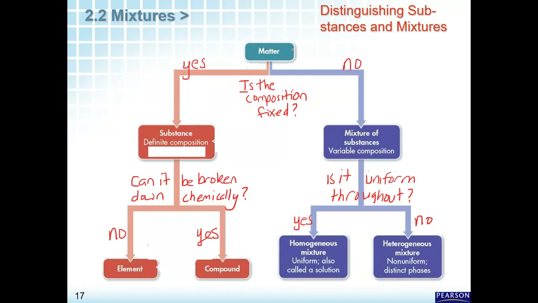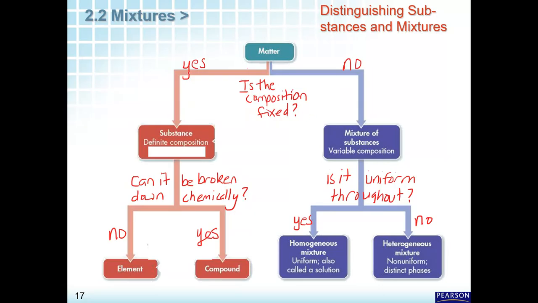So this little chart here, I do highly recommend that you fill it out in your notes, because it's going to give a little chart to figure out if something is a mixture, element, or compound. The first question you're going to ask yourself is, is the composition fixed? Meaning, does it have an element symbol, or does it have a chemical formula?